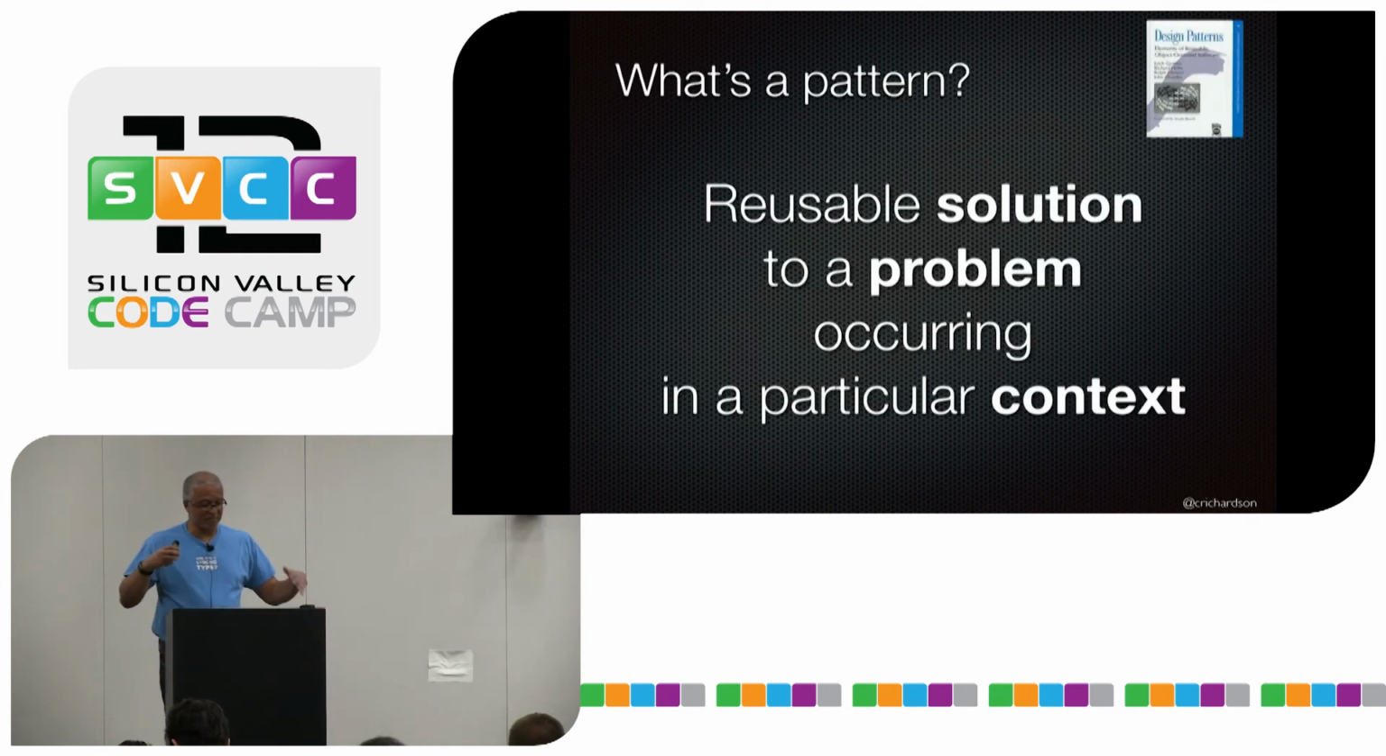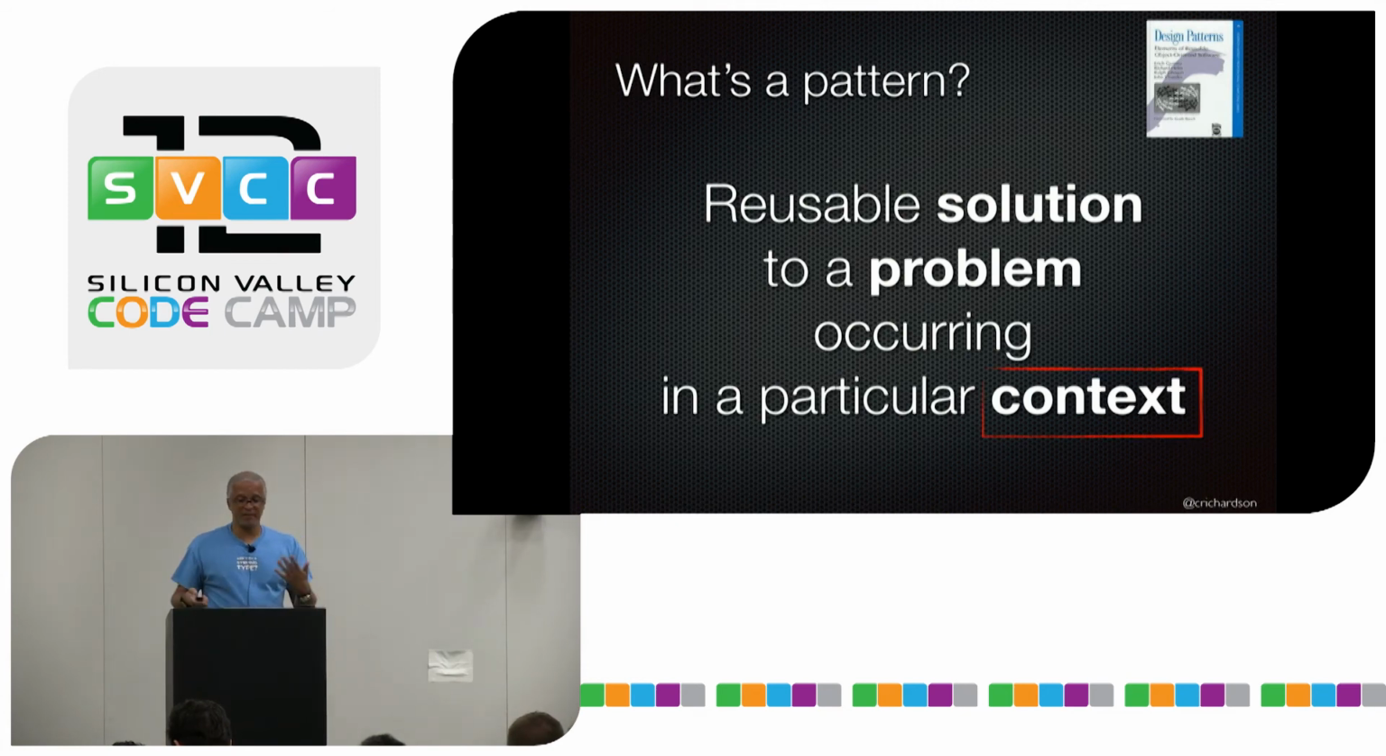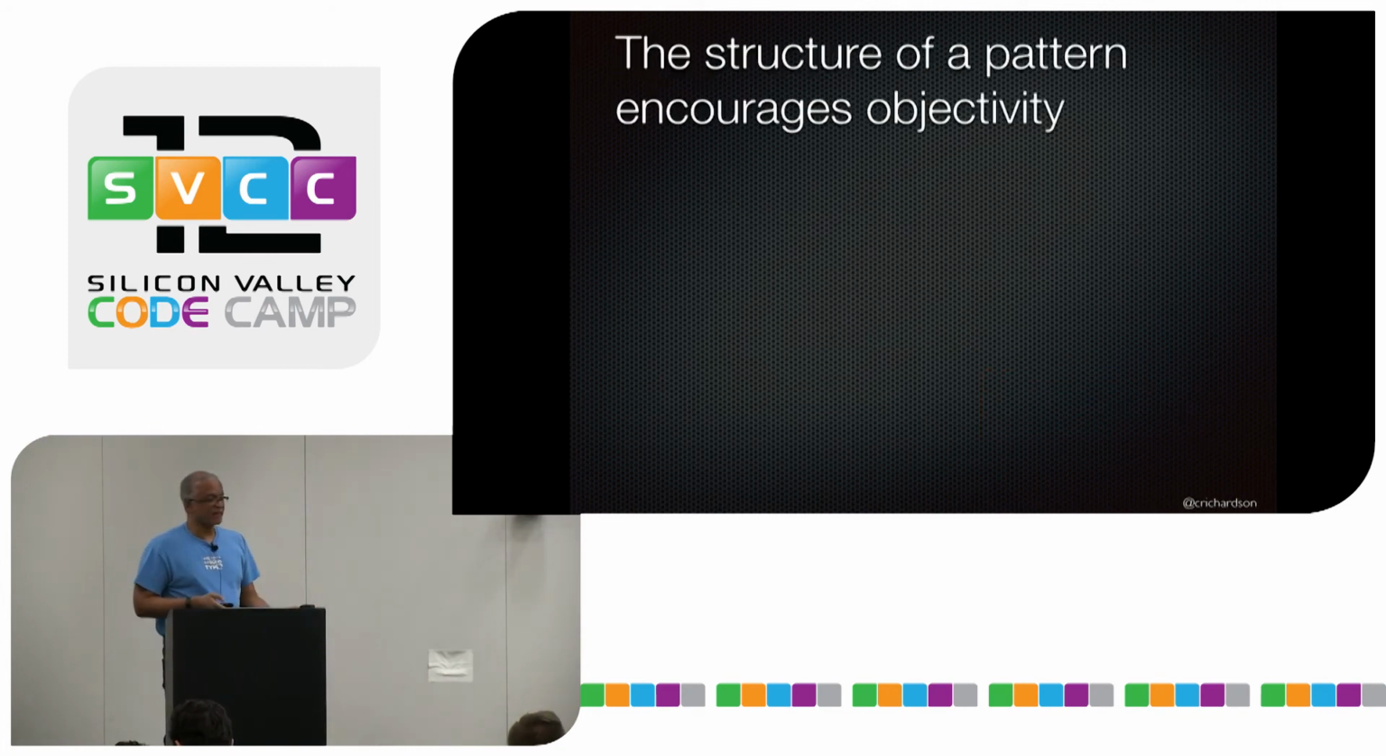So just to recap, a pattern, which is quite an old idea popularized by the Gang of Four book, which is a set of object-oriented design patterns. But patterns are much more general than that. They're a reusable solution to a problem that occurs in a particular context. And the reason they're useful is because the structure of a pattern encourages objectivity.